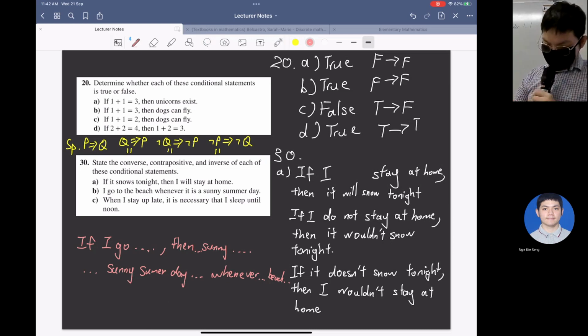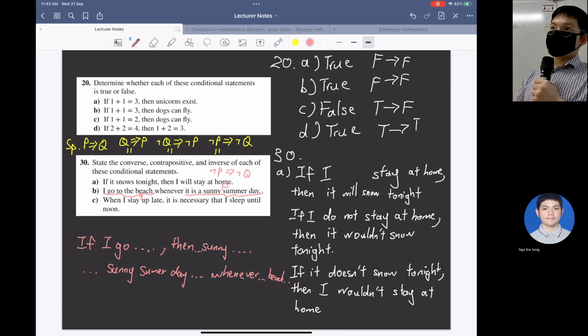Because whenever this is the P part, this is the Q part. So the inverse is: not P implies not Q. Repeat your answer again. Yeah, I didn't go to the beach whenever it's not a sunny summer day. This is the contrapositive. I want the inverse.